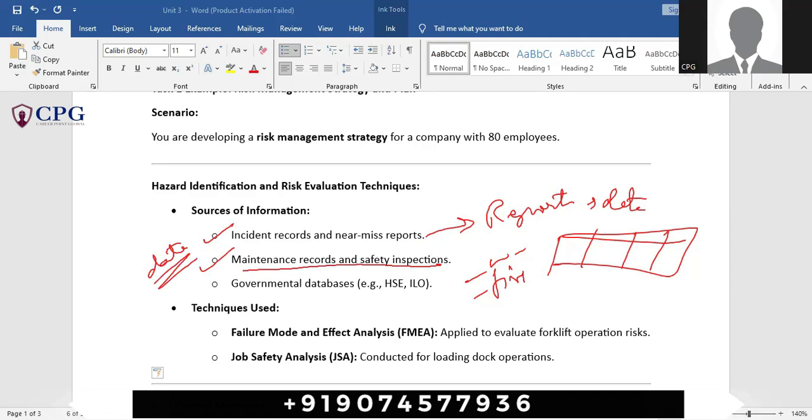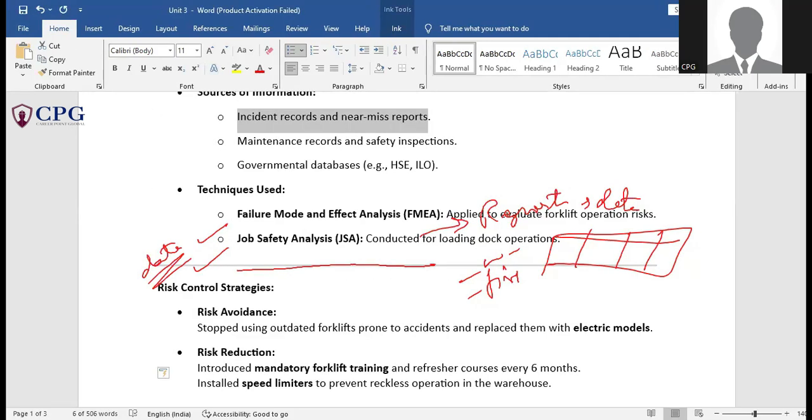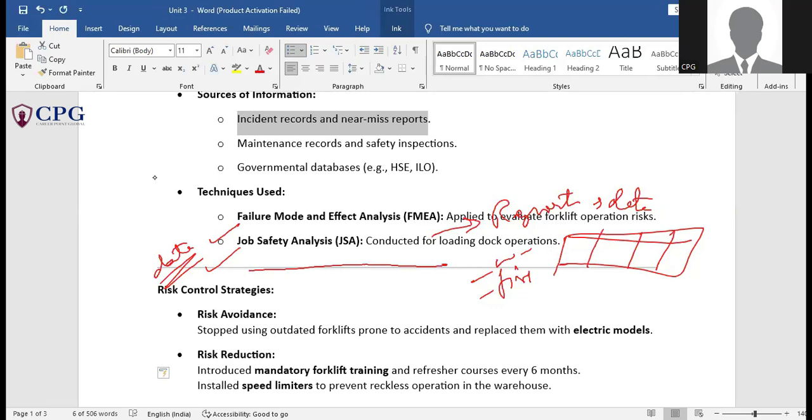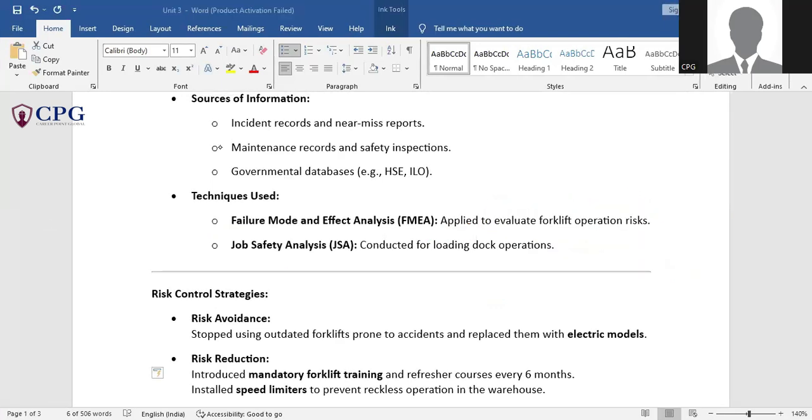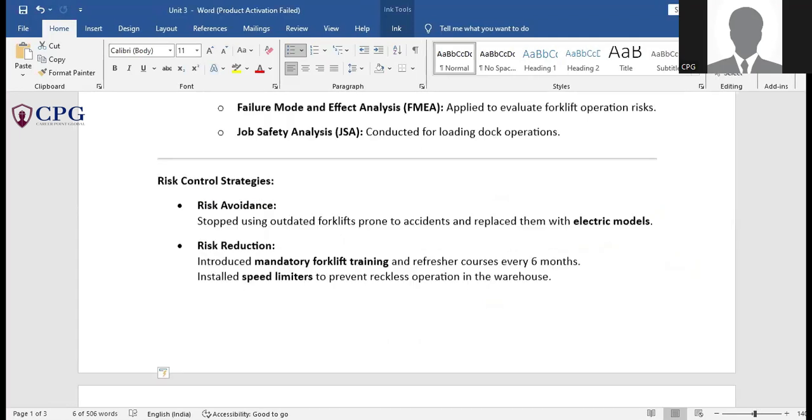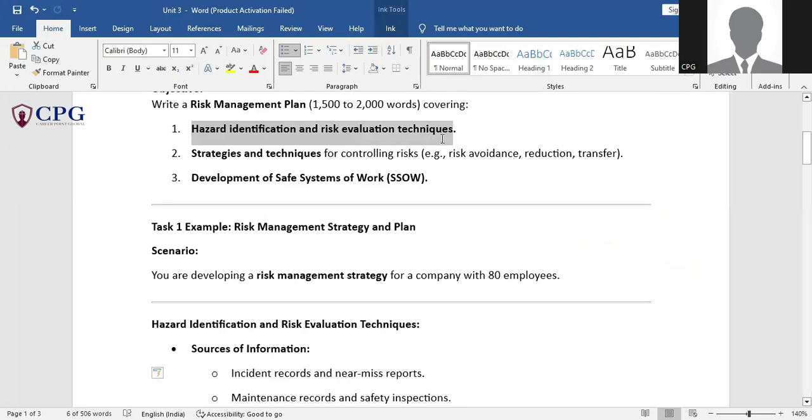Next one, techniques used. What are all the techniques used for identifying this? First one is failure mode effect analysis and job safety analysis. JSA you can use. You can use the JSA of the company. That same JSA that you have in your company, you can attach. Now, once you identify the hazard identification and risk evaluation techniques, you have to evaluate the risk. For evaluating the risk, we are using JSA.